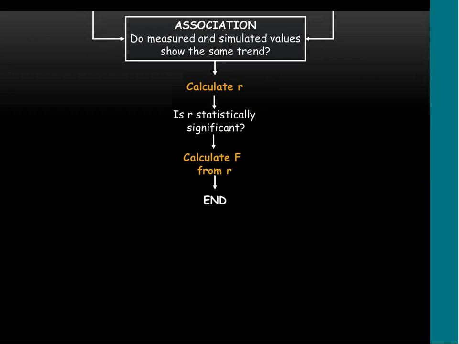Okay, so with all of those processes, we're testing error, we're testing coincidence, we're testing association, and we've got all these different measures of where the model's performing well and where it's not performing well.